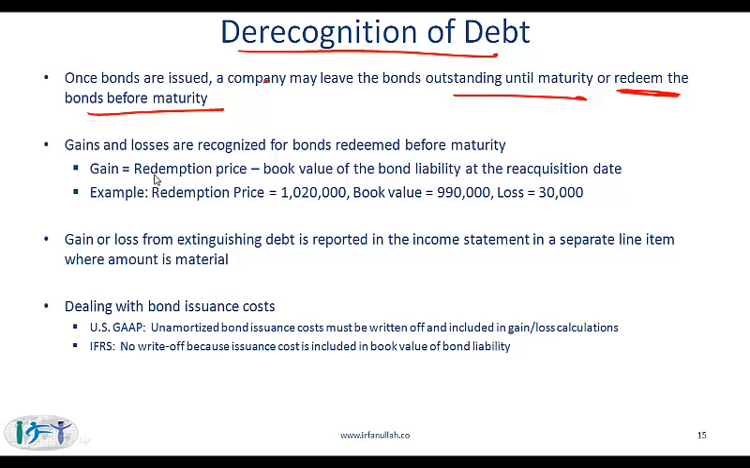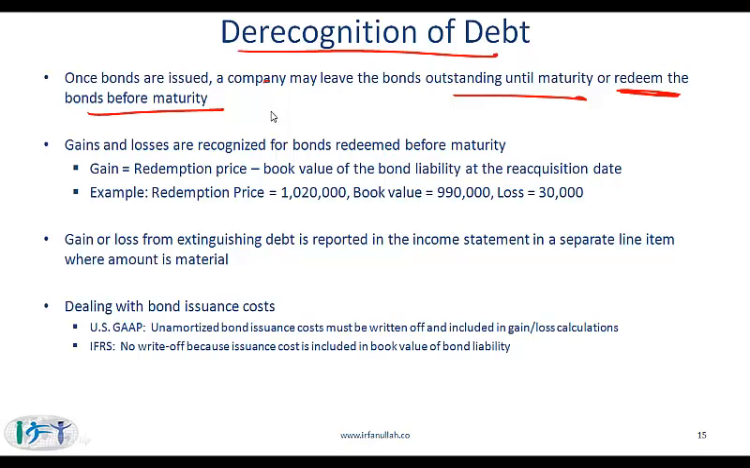How is that accounted for? There will be a gain or a loss. Obviously, if the company is paying more than the book value, then that should be a loss. If the company is paying less than the book value, then that would be a gain. Where will that gain or loss be shown? It will be shown on the income statement.